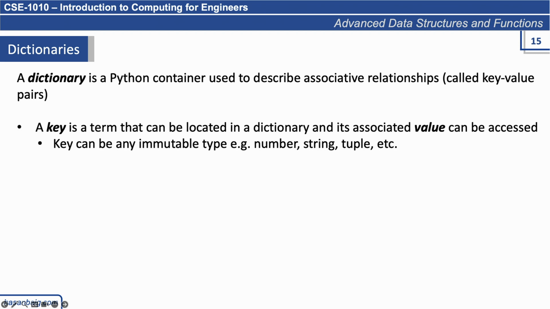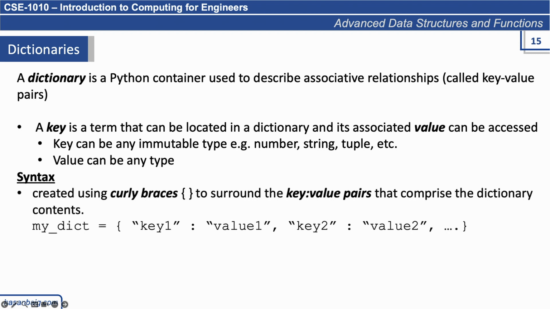A key can be any immutable data type. It could be a number, a string, a tuple, etc. Values can be any type. It could be an integer value, a string, a list, or another dictionary. The syntax is that we can create a dictionary with the help of curly braces.